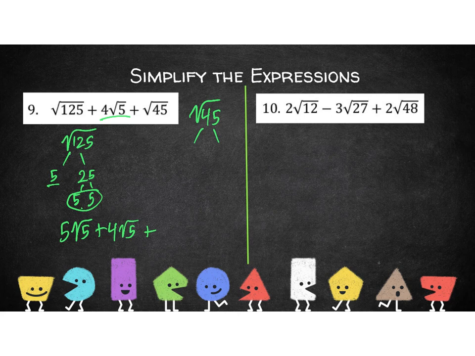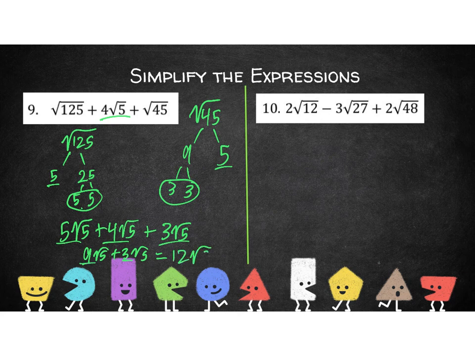So 45, I can see is divisible by 5, and would also be then 9. 9 breaks into 3 and 3. That's a pair. So we're going to have 3 on the outside, and what's left over is this 5 right here, goes right there. So now we're just going to add these 3 terms together. 5 plus 4 is going to give us 9 square root 5, plus this 3 square root 5, 3 plus 9 is 12, square root 5. Final answer.